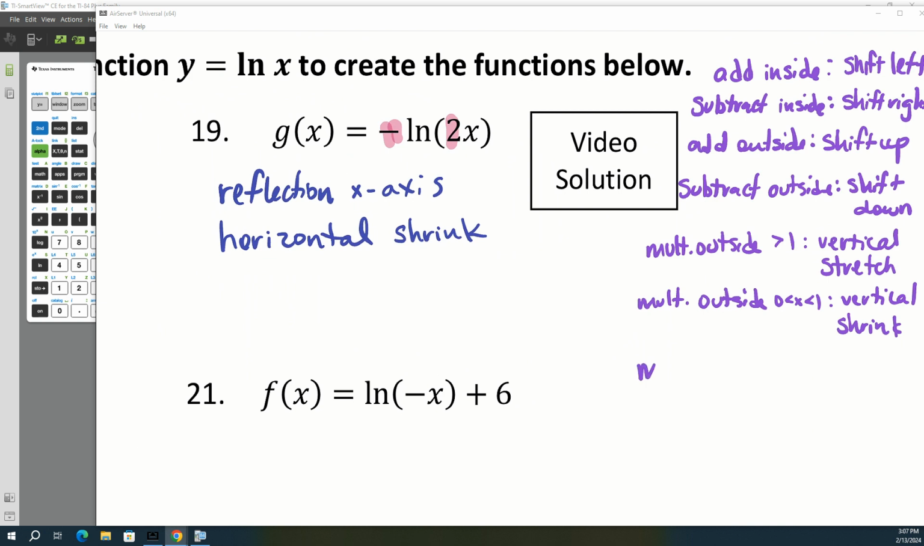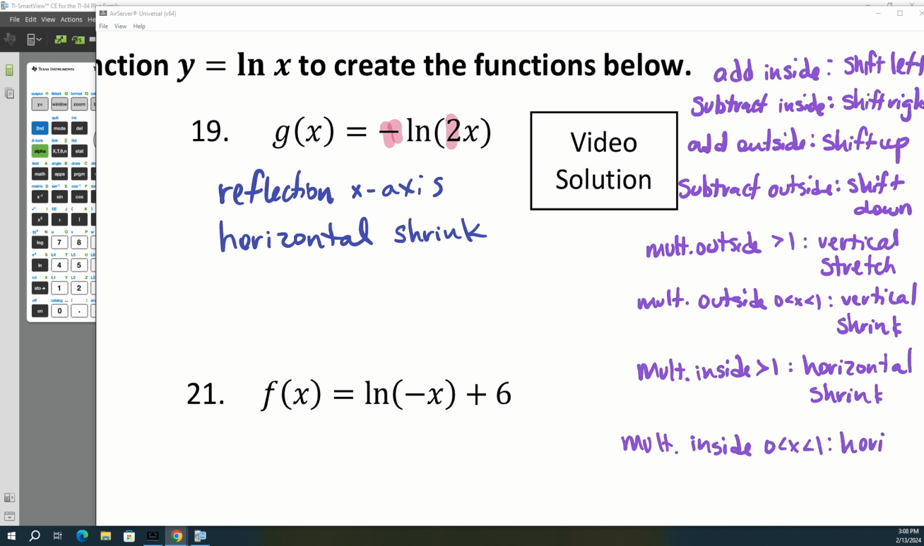Okay. Multiply inside by a number that's greater than 1 is going to be a horizontal shrink, just like we had in this example. Multiply inside by a number between 0 and 1 is going to be a horizontal stretch.